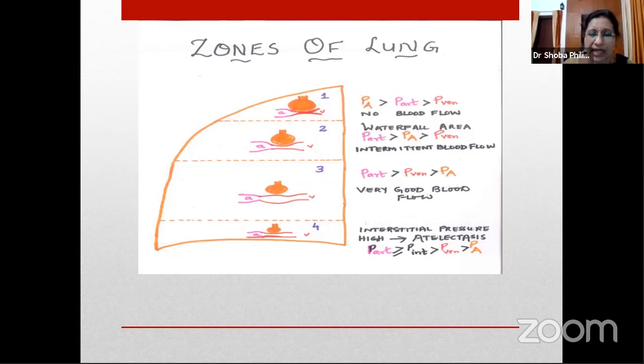So you get very good blood flow in zone 3. And of late, there is a zone 4 that is described where the interstitial pressure comes into play. And here the flow is very less compared to zone 3. Ventilation is also less because the flow is determined by the arterial pressure, and arterial pressure should be more than the interstitial pressure for some flow to take place.